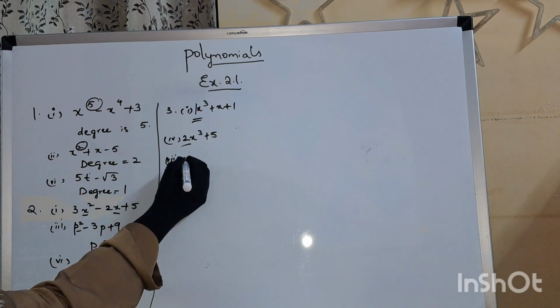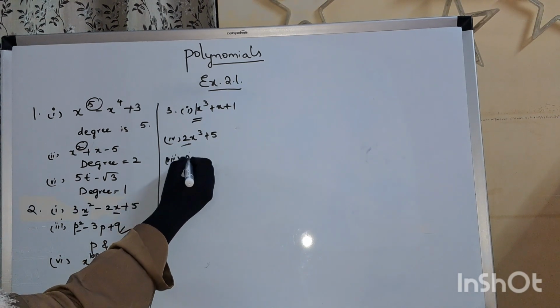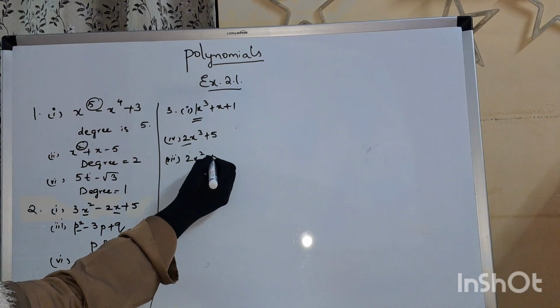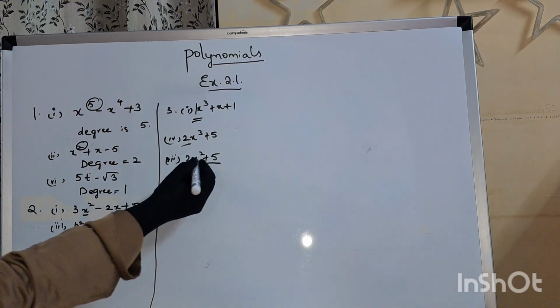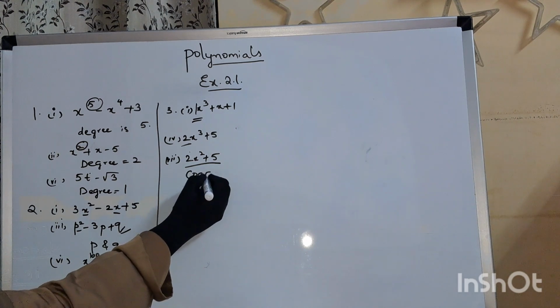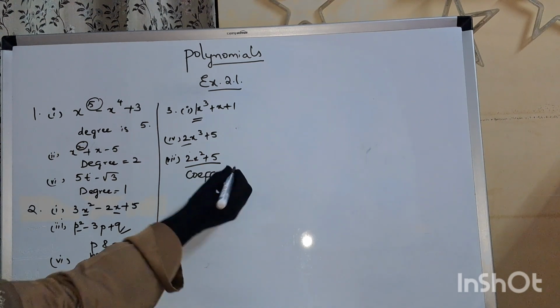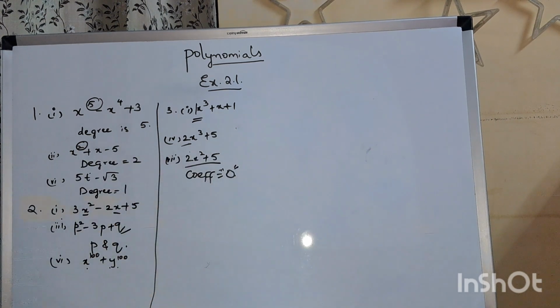In this question they are asking you about the coefficient of x cube, only x cube. So 2x square plus 5. In this equation, are you able to see x cube anywhere? No. It means the coefficient of x cube here is 0. Okay, because we don't have the x cube term, right?